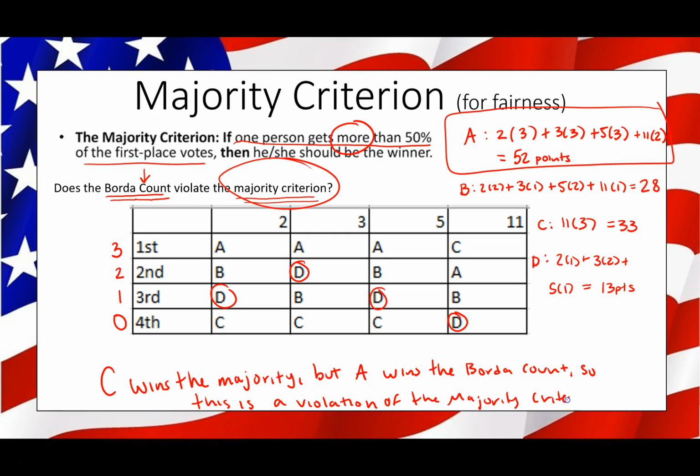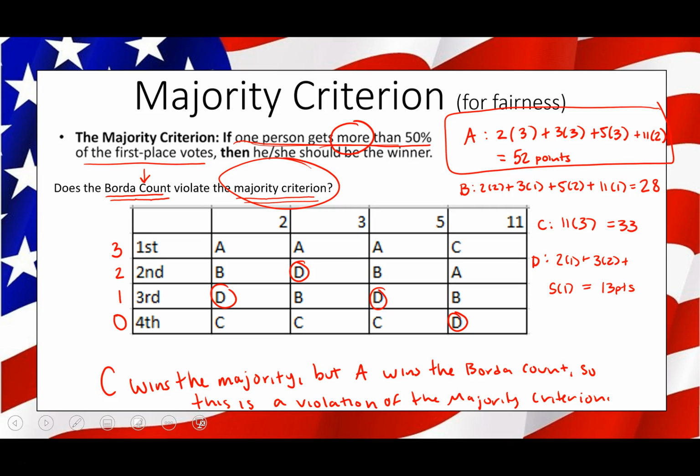In other words, the majority criterion says this makes total sense. If someone gets more than 50% of the first place votes, they should win. But the Borda count actually has someone else winning, and so this is a violation of the majority criterion.